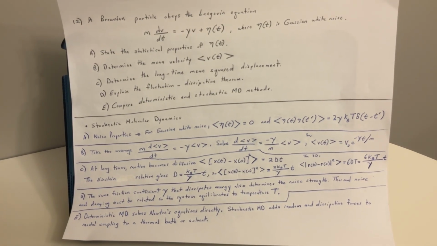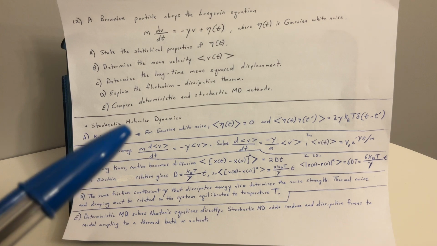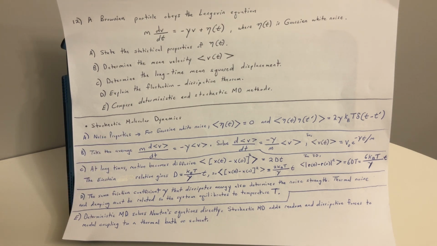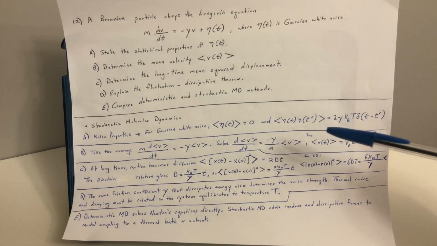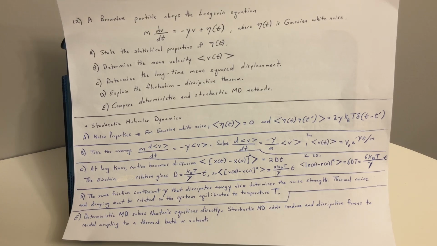So part A here, state the statistical properties of eta(t). Stochastic molecular dynamics, noise properties for Gaussian white noise. We have that the expected value of eta(t) equals 0. Now we're going to add eta(t prime). The expected value of eta(t) eta(t prime) equals 2 gamma k sub B T delta of t minus t prime, pardon my horribly drawn delta.